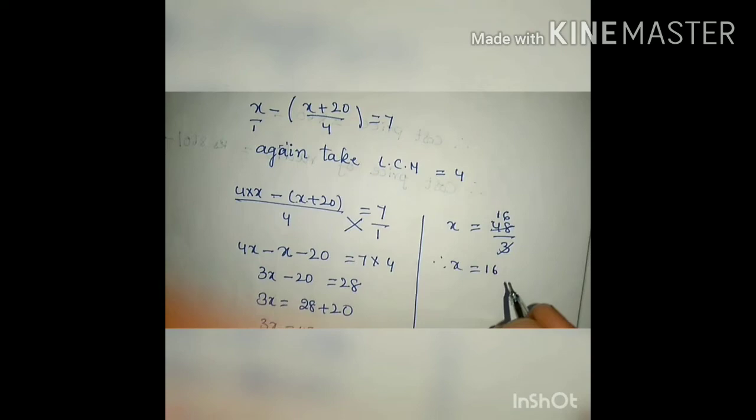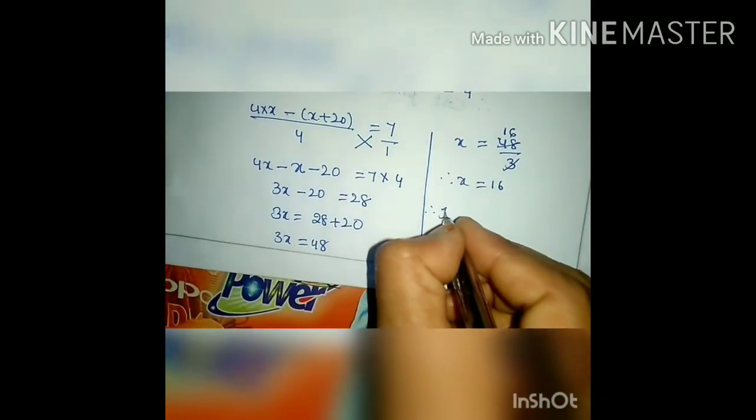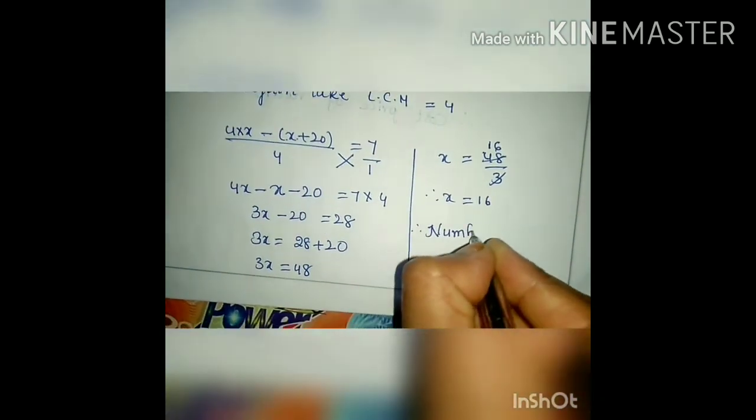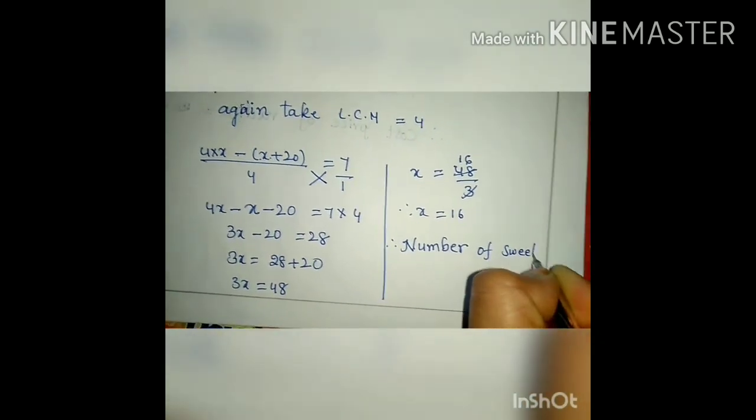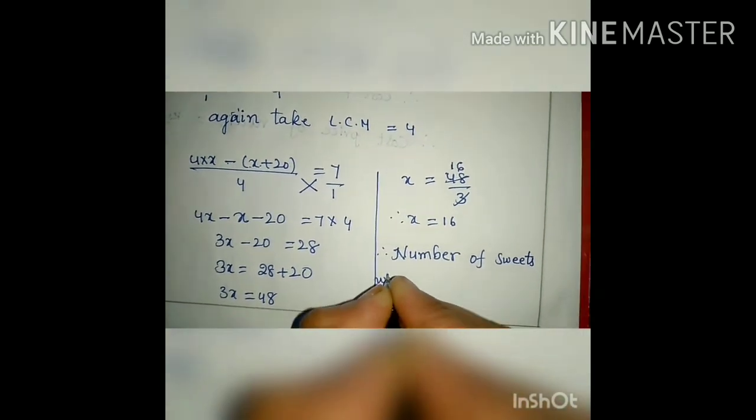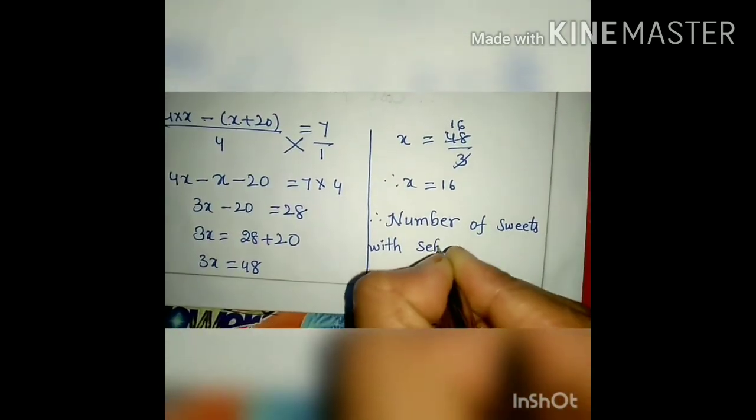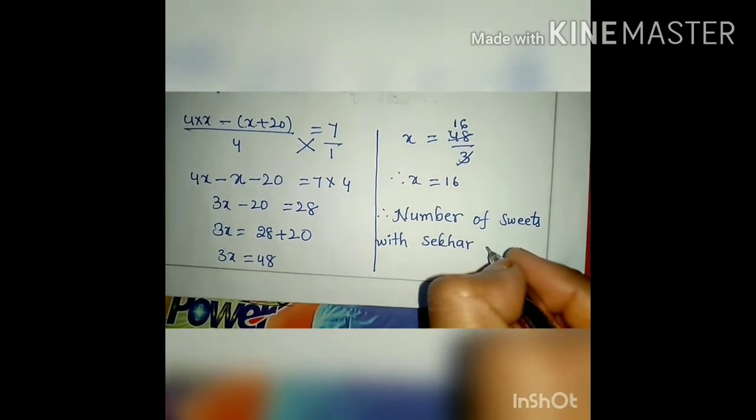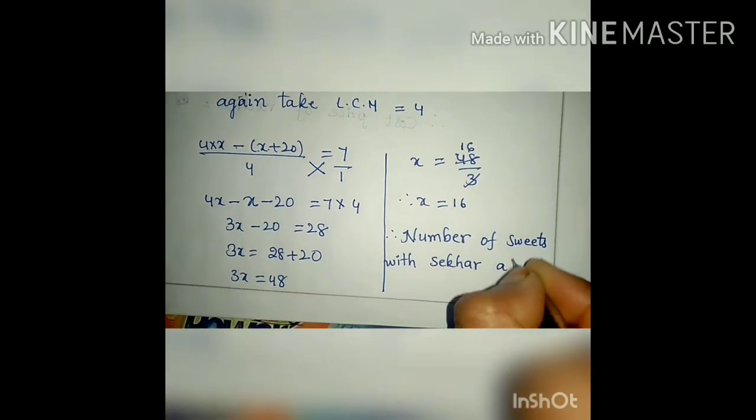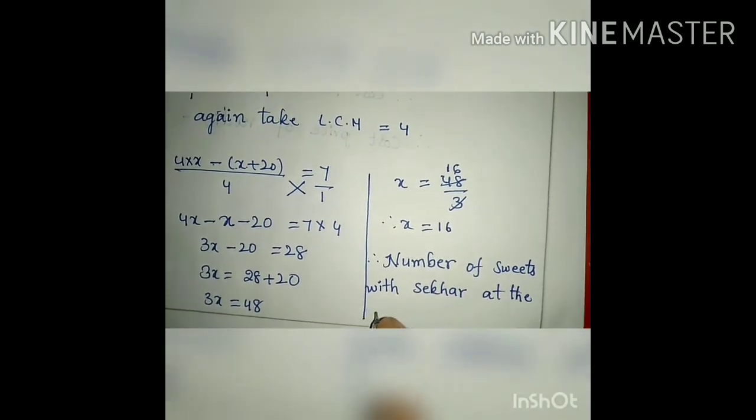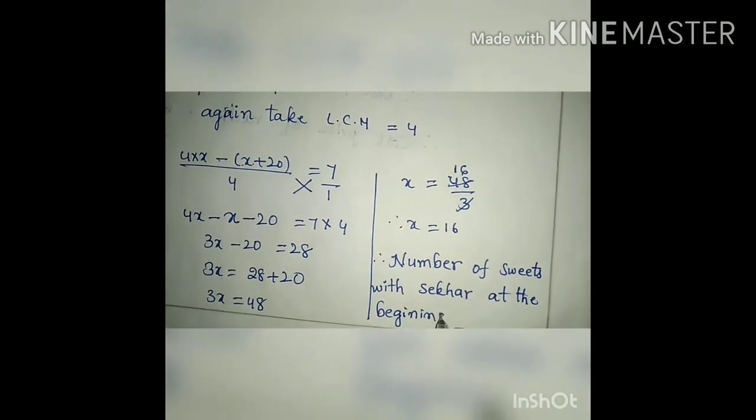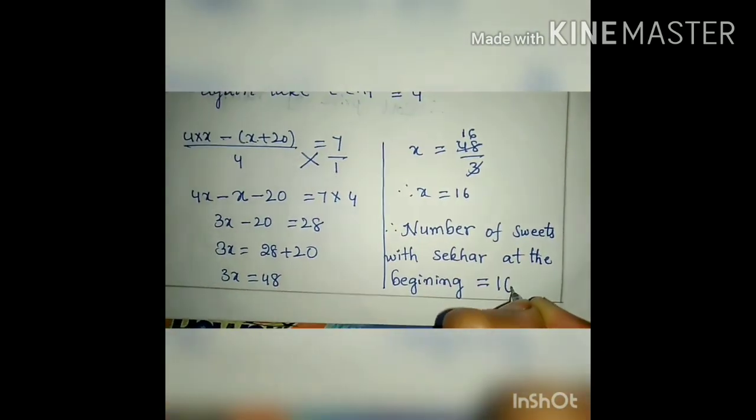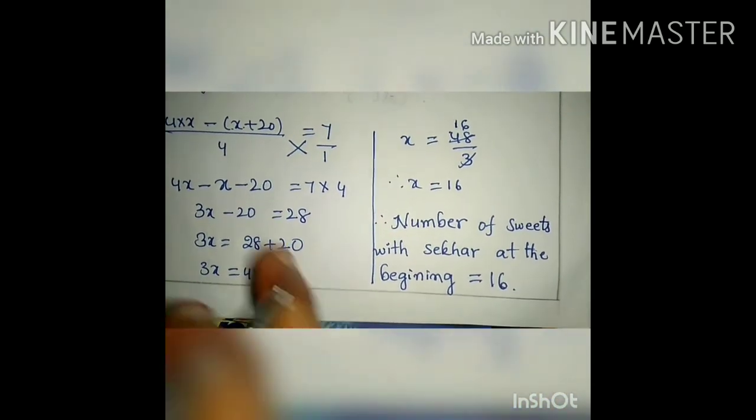What is the x here? Therefore, the number of sweets with Shekhar at the beginning equal to 16. Okay children, did you understand this problem?